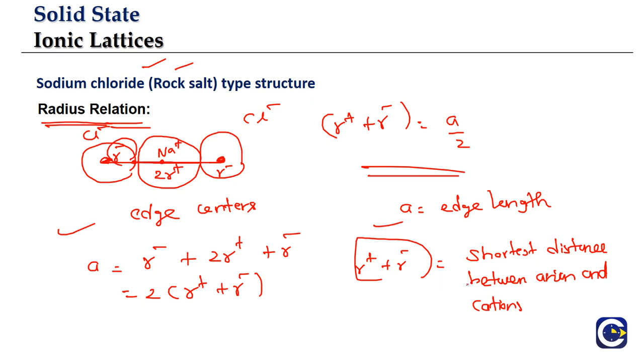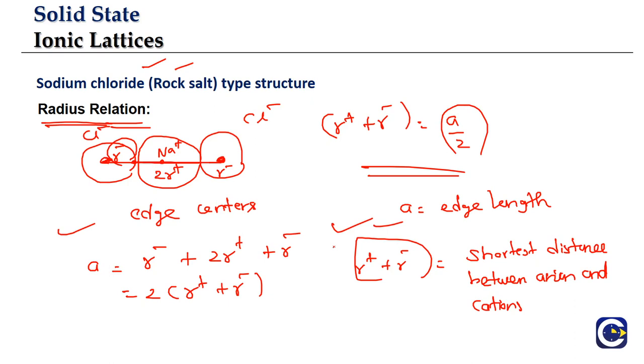Sometimes the kind of question they can ask is, for the NaCl type of ionic substance, the edge length is some 400 picometer. Then they will ask what is the shortest distance between the anion and the cation, meaning what they are asking? The r plus plus r minus value. So what is the r plus plus r minus value? It is going to be A by 2. They are giving A, so you can find the value of A by 2. Like this we will be having questions on the radius relation, and we will look at the radius relation in the case of cesium chloride also.